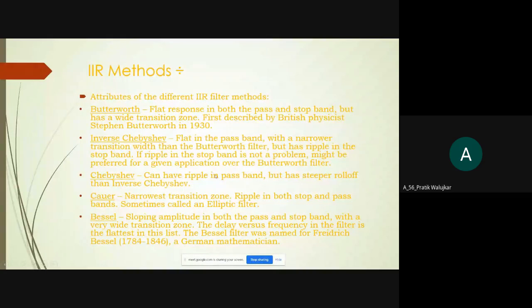Chebyshev can have a ripple in the passband but has a steeper roll-off than an inverse Chebyshev. Cauer: narrow transition zone, ripple in both stop and pass bands, sometimes called an elliptic filter. Bessel: sloping amplitude in both the pass and stop band with a very wide transition zone. The delay versus frequency in the filter is the flattest in this list. The Bessel filter was named for Friedrich Bessel, 1784 to 1846, a German mathematician.